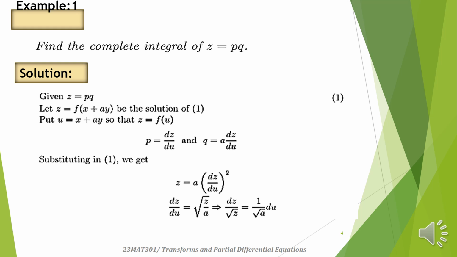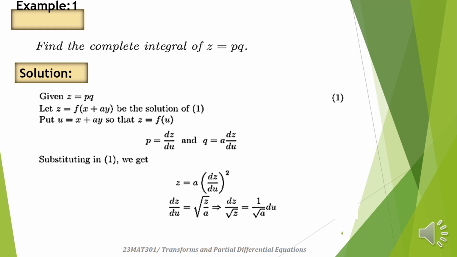Now we have to substitute it in the given question. What is the given question? z is equal to pq. For p you substitute dz by du, and for q you substitute a into dz by du. So dz by du into dz by du becomes dz by du the whole square. After substituting, we have to split it so that the z term will be on one side and other terms will be on the other side.